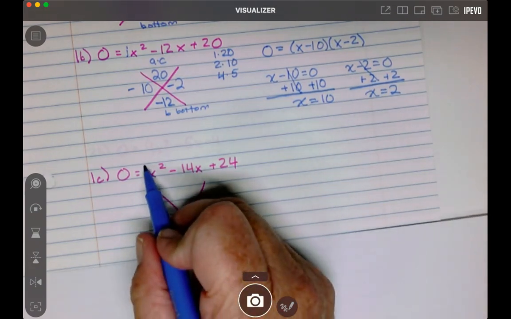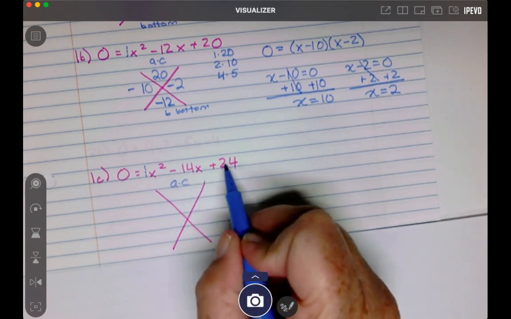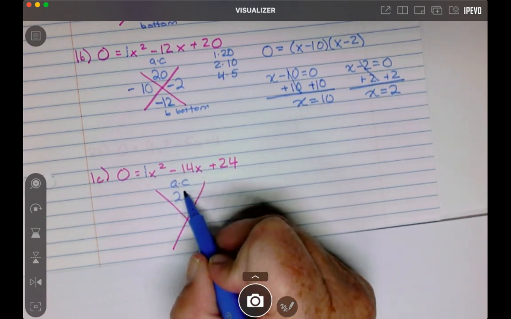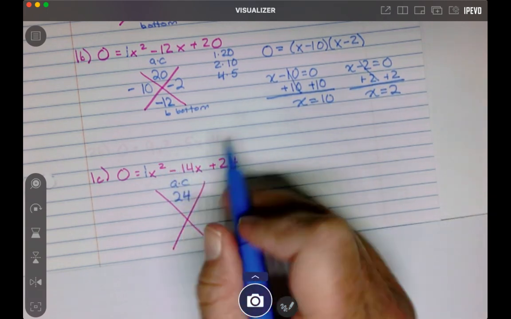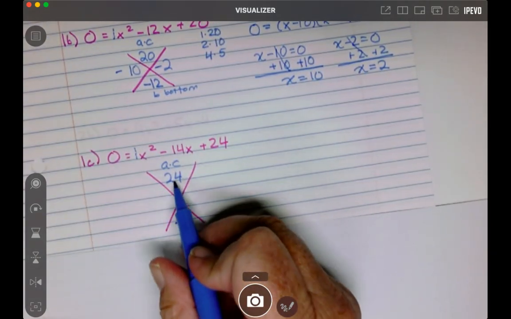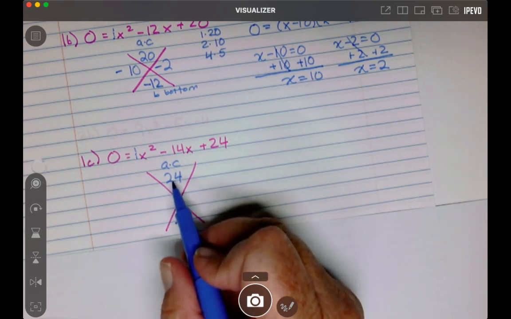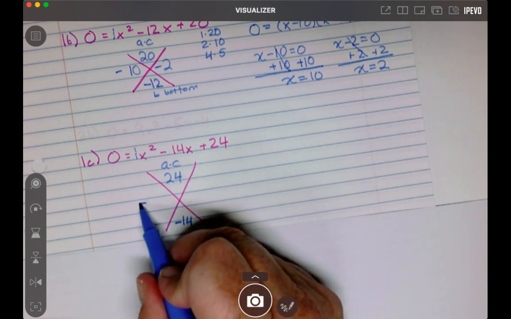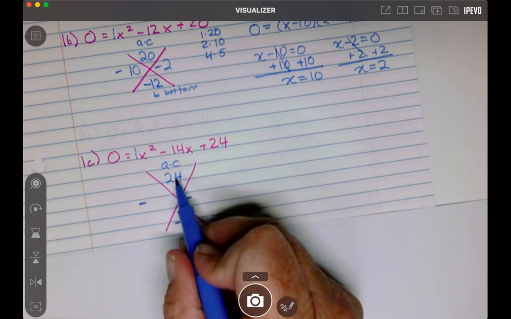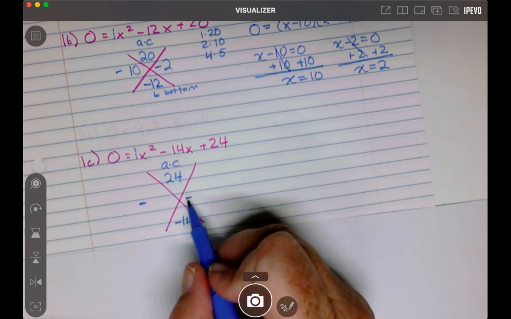Okay, another one where a equals 1, and we're supposed to solve. A times c goes in the top, that would be 24, and b goes in the bottom, and I notice I have a negative 14. Now, because I have a positive on top and a negative on the bottom, I have a positive product, and that can only be a negative times a negative, or a positive times a positive. But because I have a negative 14 here from my sum, I know these have to be negative.